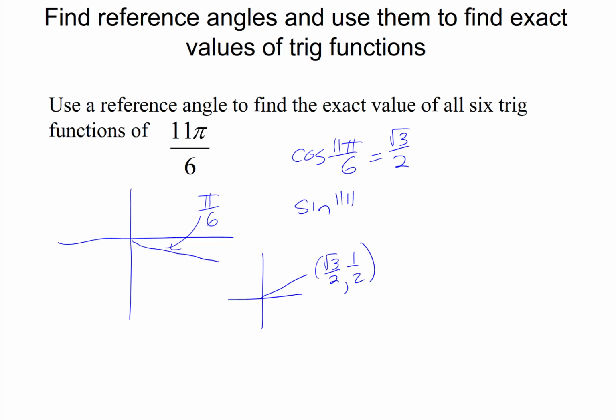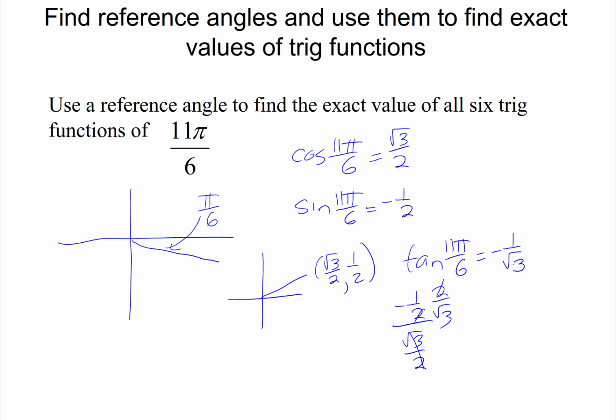Sine of 11 pi sixths, now in quadrant 4, sine values are negative, so I need to put a negative on that. And now let's do tangent of 11 pi sixths. And tangent of 11 pi sixths would be sine over cosine. So we can use what we have there and divide those. And then when we flip this one over, the 2's will cancel. So that's going to be negative 1 over square root 3.